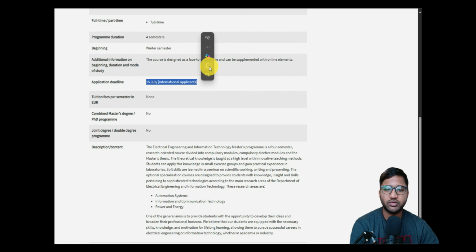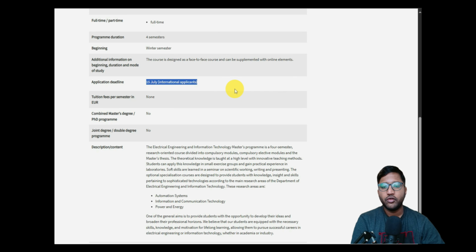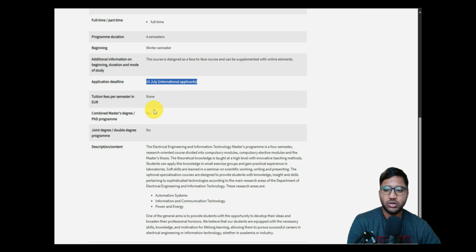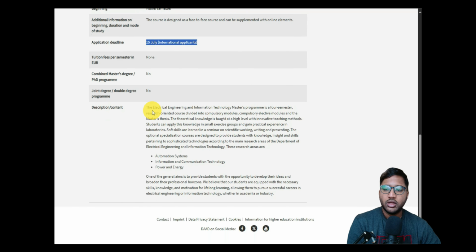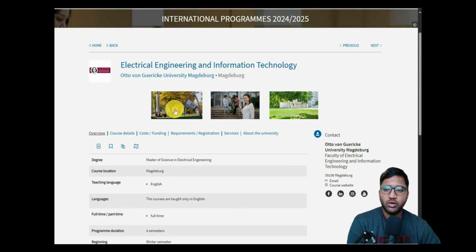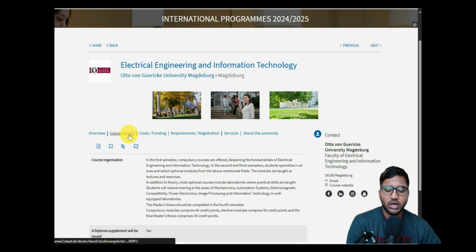So we have so much time, because it is till 15 July for international applicants, which are us, which are non-EU. Then tuition fees is none, and combined master degree is also no, joint degree program is also no. Then the description and content would be, we go for course details, so we will get more detail about the course.